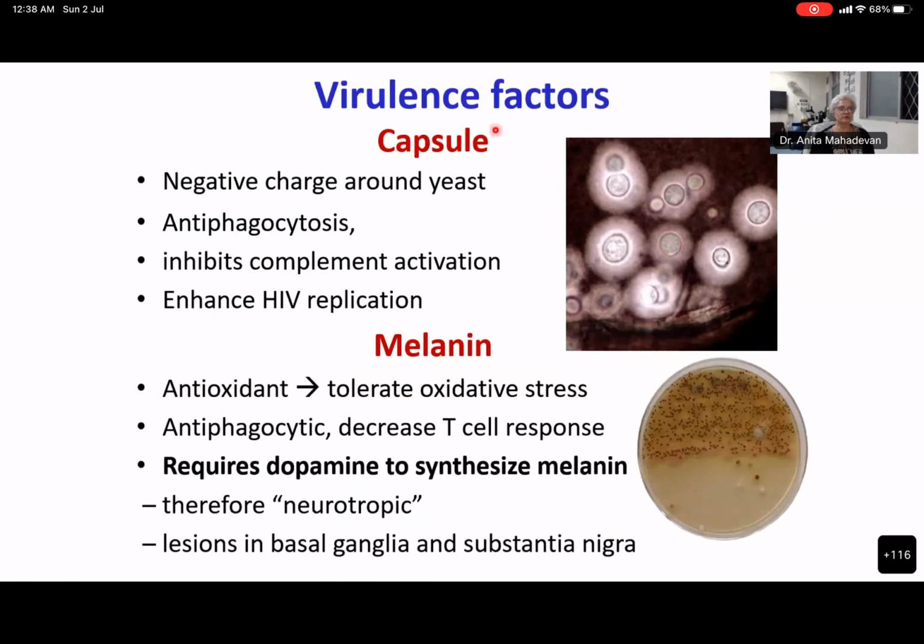I already told you its most important virulence factor is the capsule, which has a negative charge, and it inhibits phagocytosis. It inhibits complement activation. It actually enhances HIV replication. Interestingly, it also makes melanin, and that is why, if you think about it, it homes to the brain. In culture, cryptococcus gives brownish black colonies. You actually have to add dopa to the culture media, then only it grows. So it homes to the brain, it makes melanin, and it protects itself. That's why in our brain, we find lesions most commonly in the basal ganglia and substantia nigra. I don't know if you knew, basal ganglia is dopaminergic. And if you didn't know, cryptococcus knows it. So it homes to those sites.